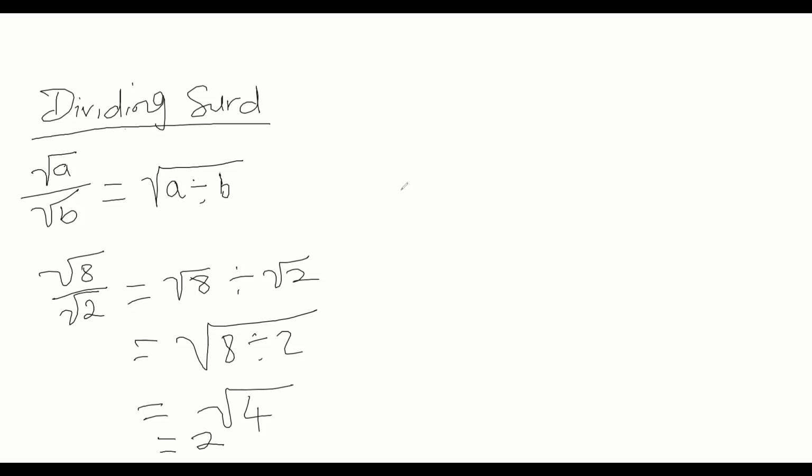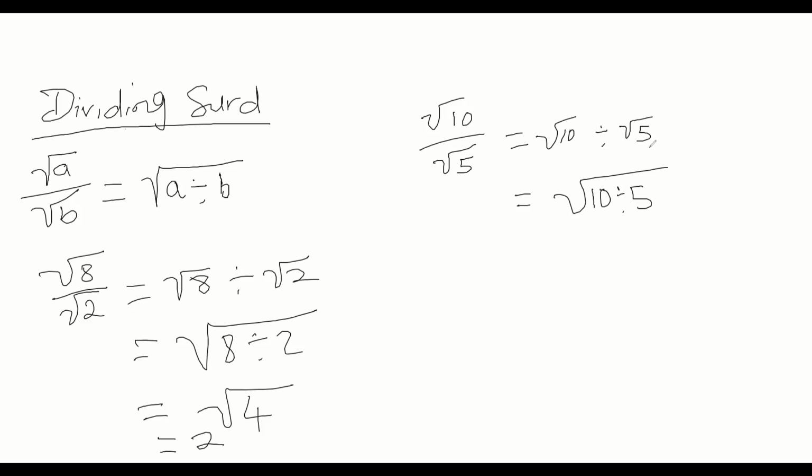So I'm going to give a different example. Let's say we have root 10 over root 5. So that would give us root 10 divided by root 5. So we can put them in one root, which is root 10 divided by 5, and that gives us root 2.